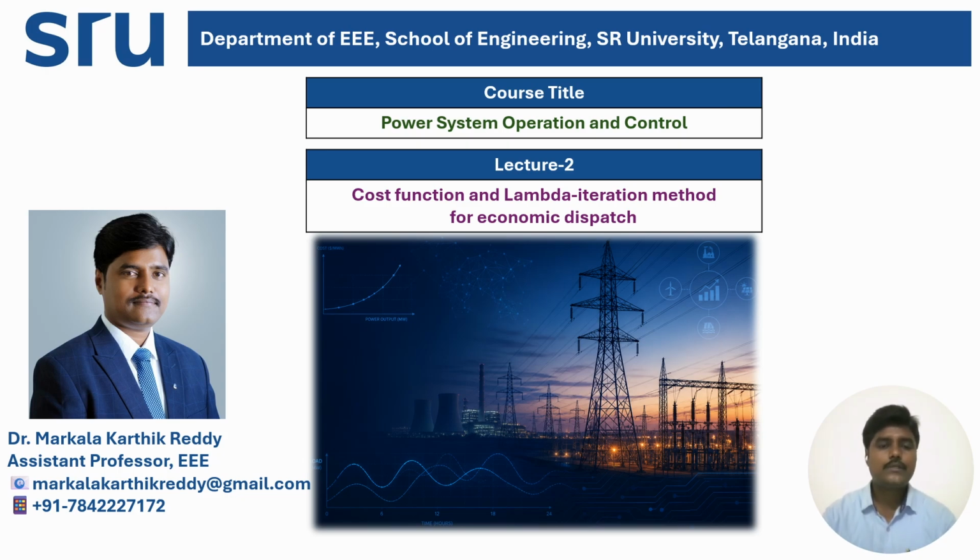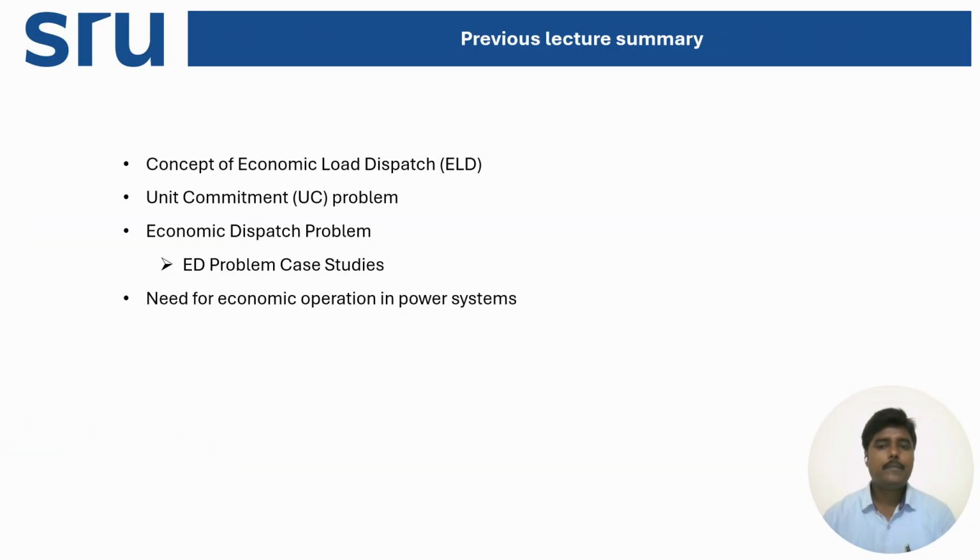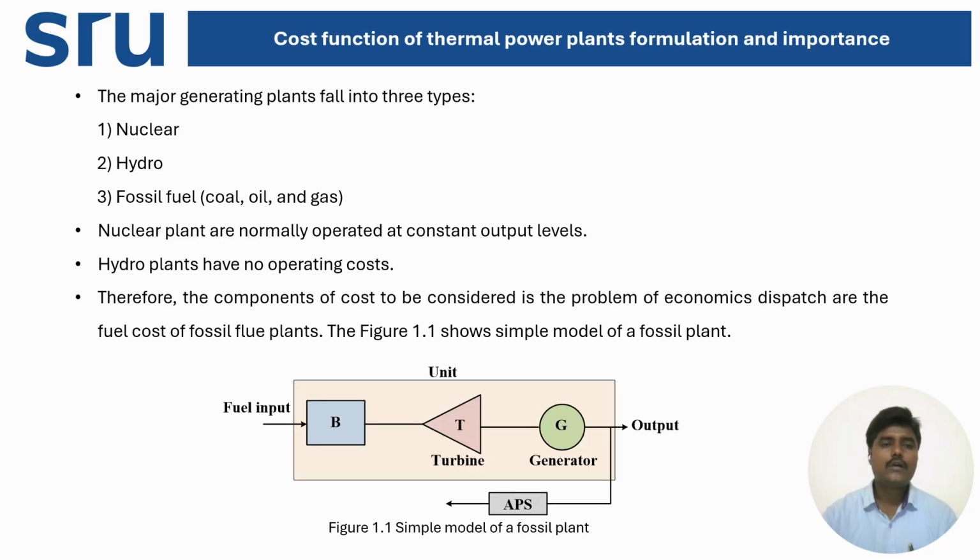Welcome to lecture number 2, cost function and lambda iteration method for economic dispatch. In the previous lecture, we discussed the economic load dispatch problem, the unit commitment problem, and the various case studies that we consider in economic dispatch, and the necessity of economic operation in power systems. In today's lecture, we'll discuss the cost function of thermal power plants, its formulation and its importance.